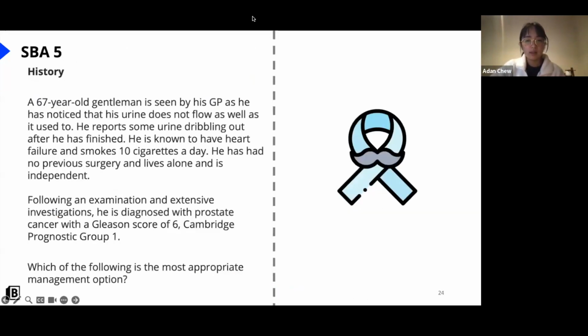Okay. So coming on to the 5th SBA, we have a 67-year-old gentleman who's seen by his GP, as he has noticed that his urine does not flow as well as it used to. He reports some urine dribbling out after he's finished, and he's known heart failure, smokes 10 cigarettes a day. He has had no previous surgery and lives alone and is independent. So he gets an examination and a lot of investigations. And after that, he's finally diagnosed with prostate cancer with a Gleason score of 6 and a CPG 1. What is the most appropriate management option for this gentleman?